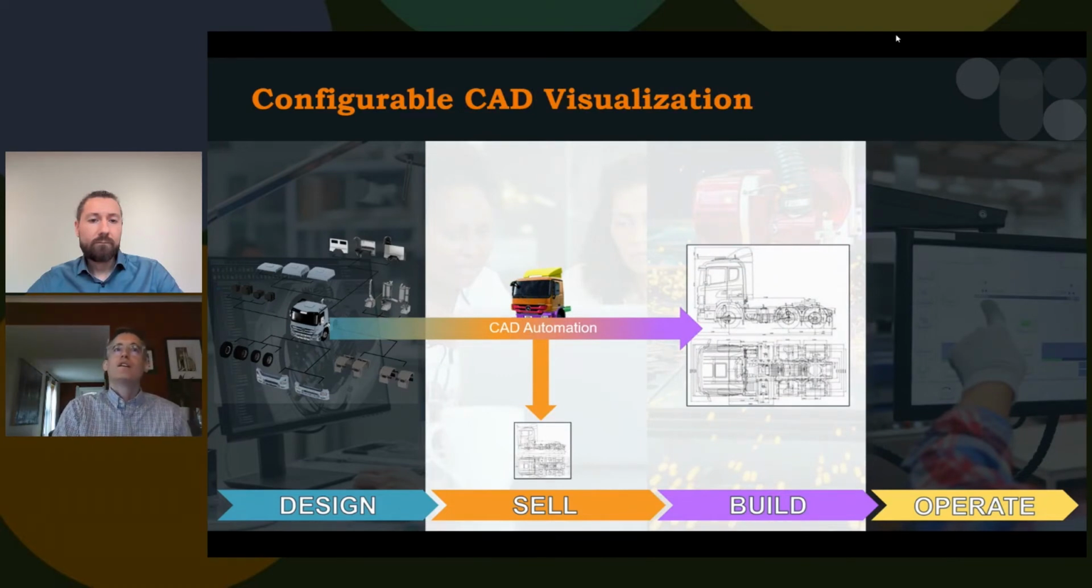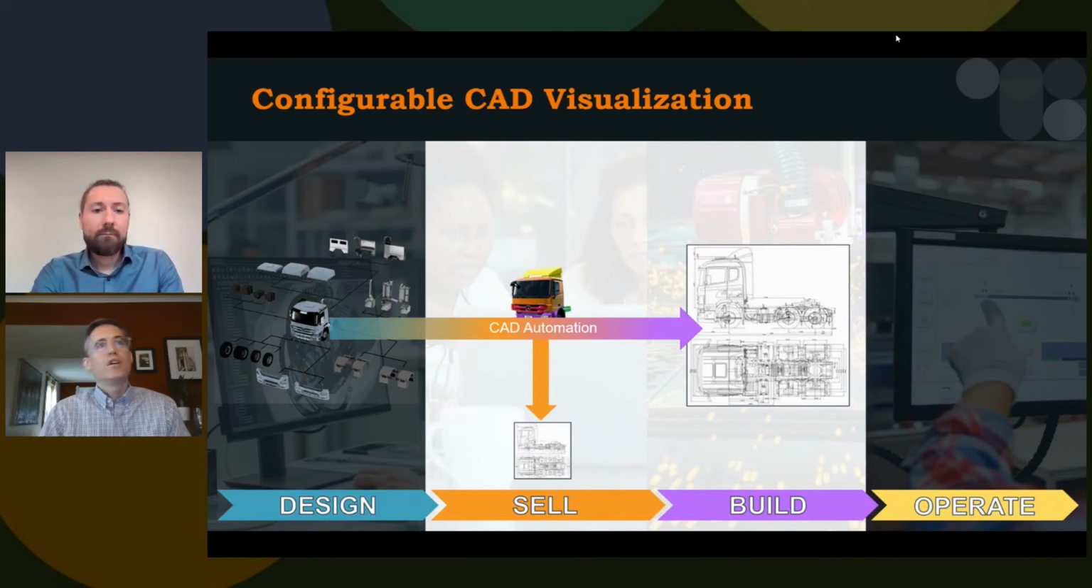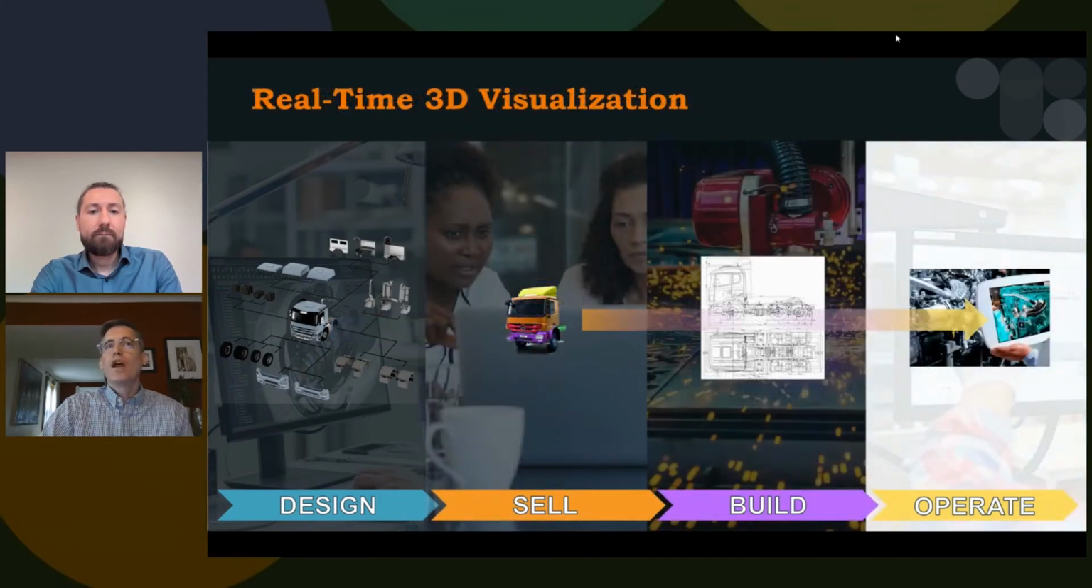Today in the cell phase, hopefully you're recognizing that there's a lot of value in CAD automation in order to create those assets for both the build, shop floor drawings, assembly drawings, et cetera, and approval drawings for the customer at the time of the sale. But again, these are also going to become assets for the visual nature of your digital twins in the future. And again, taking those to the operate phase.